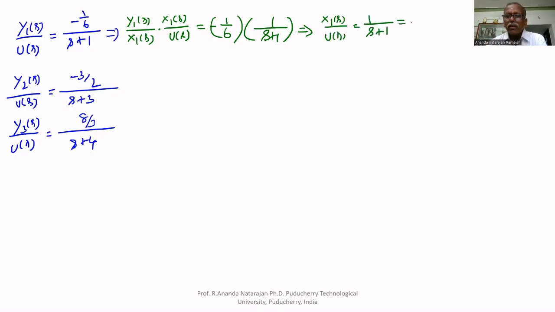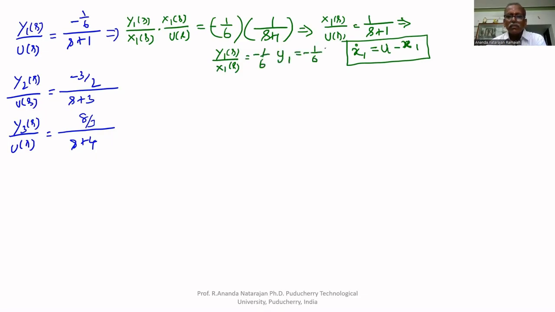Therefore, this implies x1 dot equal to u minus x1. This is one equation. And minus 1 by 6 times y1 of s upon x1 of s equal to minus 1 by 6. Therefore, y1 equal to minus 1 by 6 x1. This is another equation.